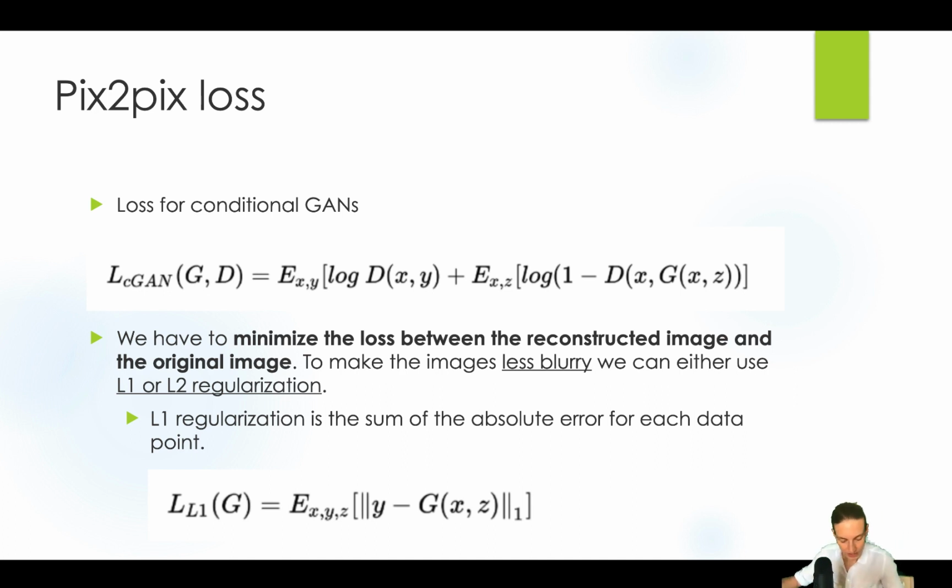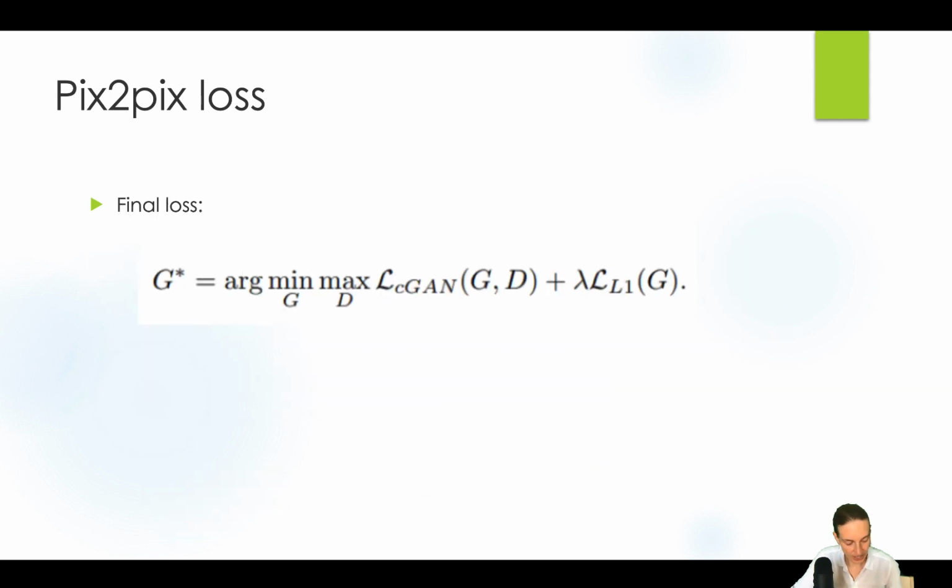So this is a standard conditional GAN. So we have the same loss function as we discussed before. But there is one thing that we add when we minimize the loss between the reconstructed image and the original image. We want to make sure that the images are less blurry, so we use some type of regularization. If we use L1 regularization, basically what we do is we add the sum of the absolute errors. So that's typical L1 regularization, and it sort of boils down to the normal min-max loss with this regularization term with the lambda coefficient, as we've seen before.